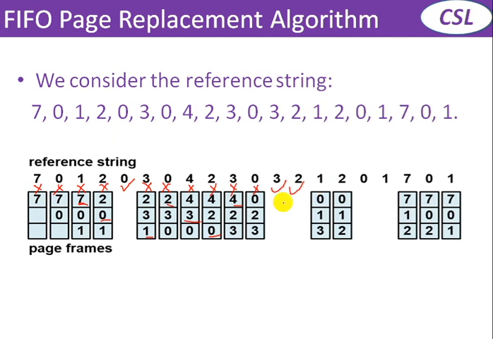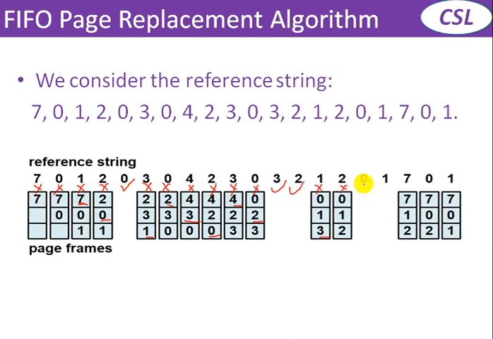Next request 1. Available 0, 2, 3. Among 0, 2, 3, which one is the oldest? Definitely it is 2. So 2 is replaced by 1. This is again a miss. Next request 2. Available are 0, 1, 3. Among 0, 1, 3, which one is the oldest? 3 is the oldest. Again it is one miss.